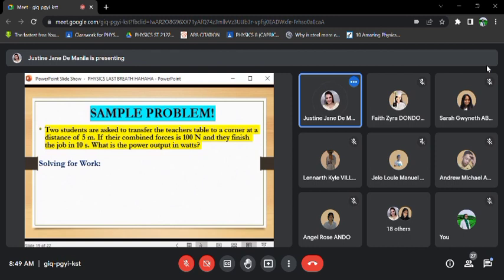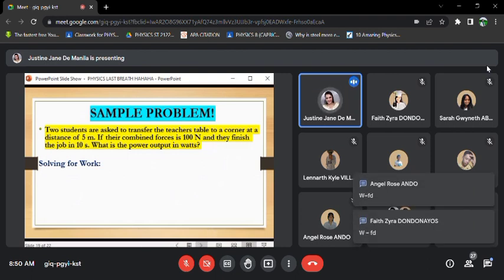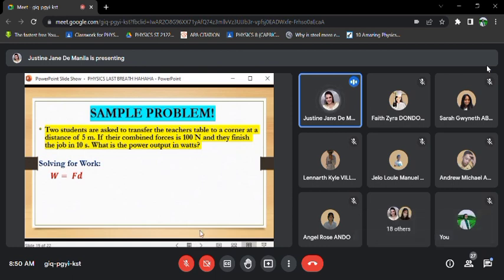Okay? So what is the formula of work? We can use the formula of work here. So what is the formula of work, class? Faith? Okay, very good. So work equals force times displacement.